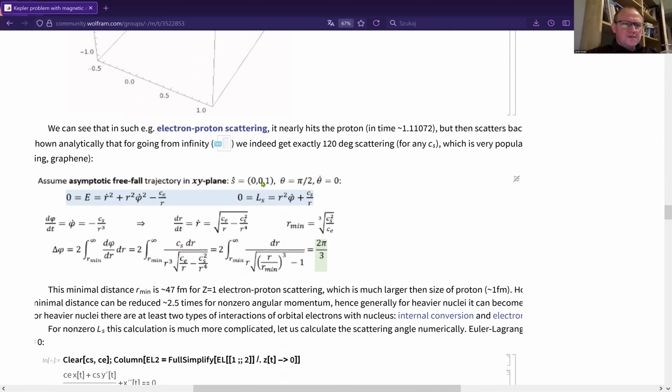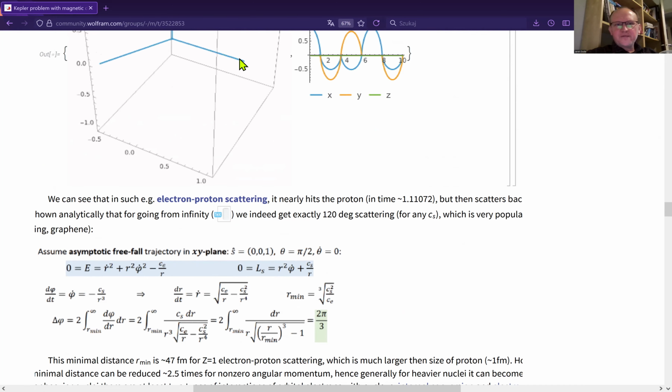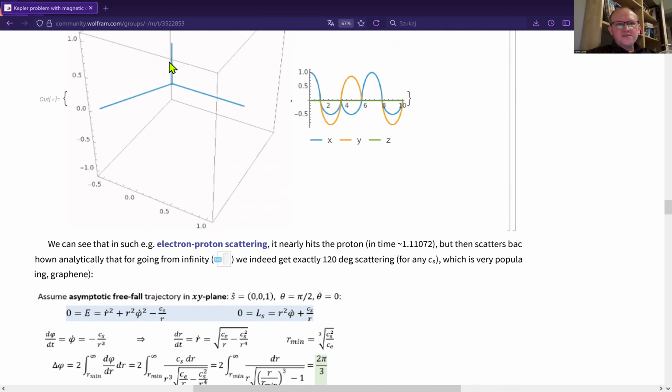Okay, so for this proton scattering, this is the time of just falling to zero. So we can see that this is twice, this is 4 times, 6 times. So we have multiplicities of this basic time of falling to nearly zero.